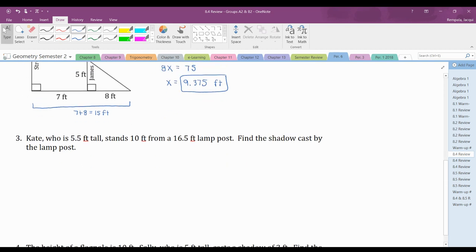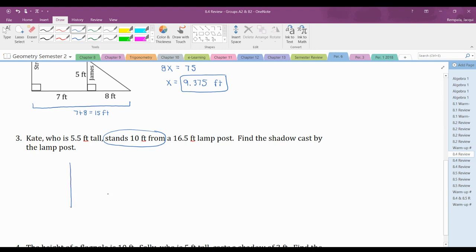In this next example, it says Kate, who is 5.5 feet tall, stands 10 feet from a 16.5-foot lamppost. We want to find the shadow cast by the lamppost. So once again, notice that it's telling me exactly how far one object is standing from the other. I'm not always going to give you a diagram. You're going to have to sketch it yourself.